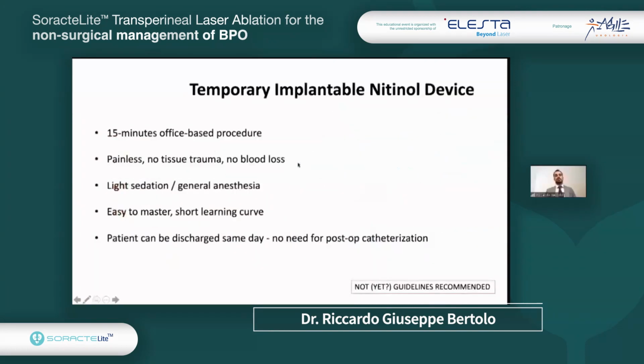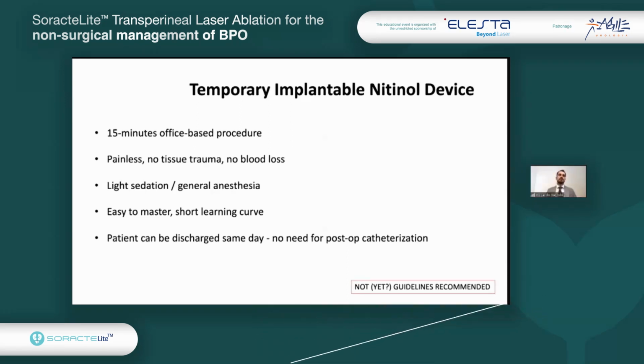This kind of device is called temporary because, with respect to the Urolift that we watched about by Dottoressa Secco, it is something that is temporarily implanted in the prostatic urethra. It is a 15 minute office-based procedure. It's virtually painless with no tissue trauma in the prostatic urethra. There are no blood losses recorded. It could be performed under light sedation or general anesthesia. It's very easy to master, and the learning curve is extremely short.